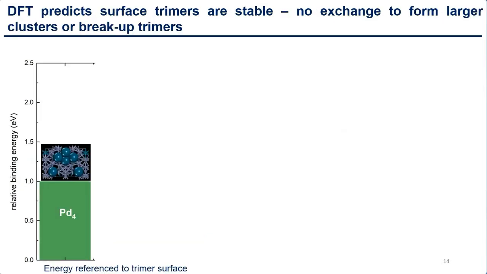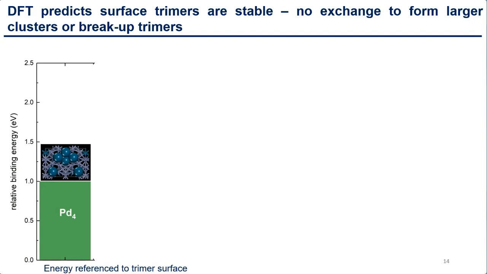So the other element of stability we need to verify is the fact that on these exposed surfaces where trimers exist, are they stable? We looked at this in a number of ways, examining the exchange between palladium atoms residing on the surface and palladium atoms in the bulk. Relative to the trimer, we find, for example, that the tetramer is over an eV, or about an eV, less stable than the trimer.